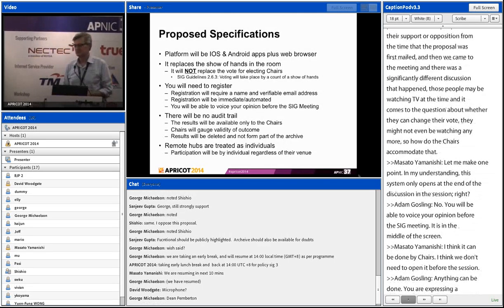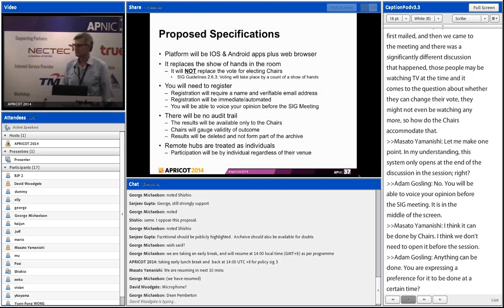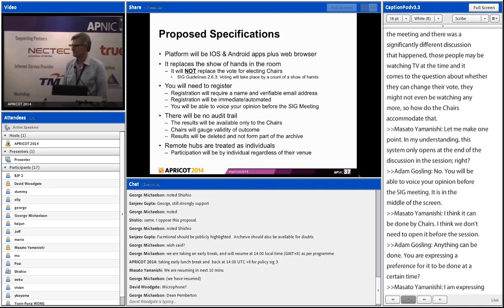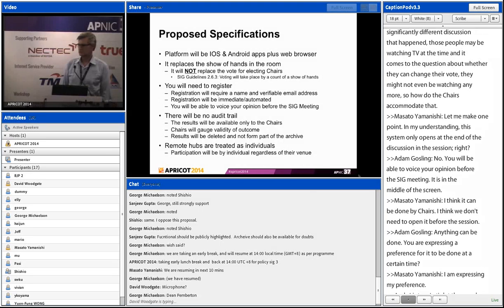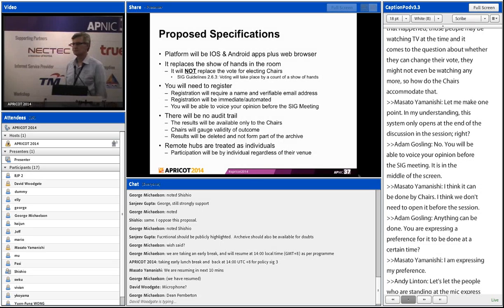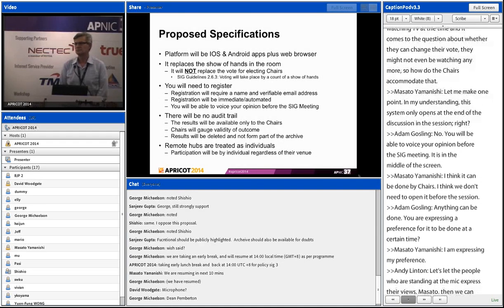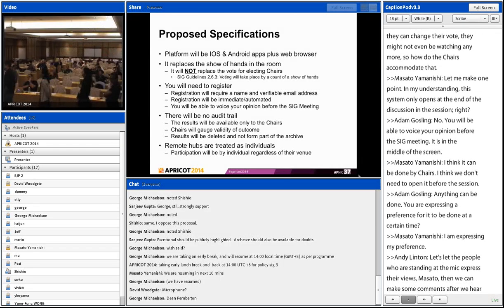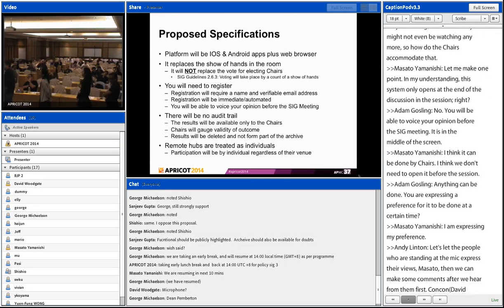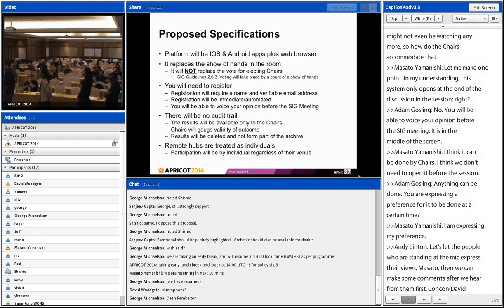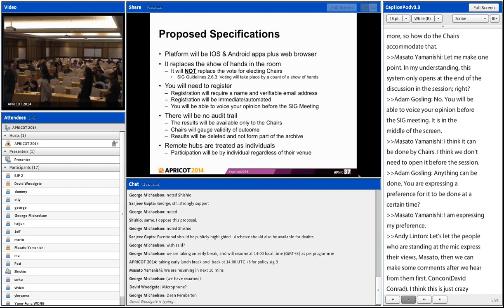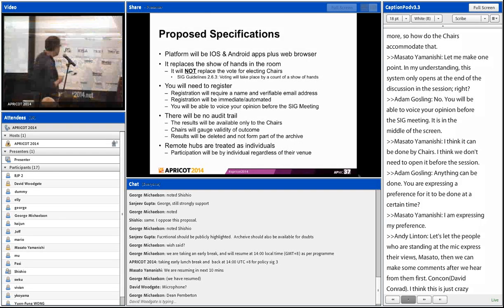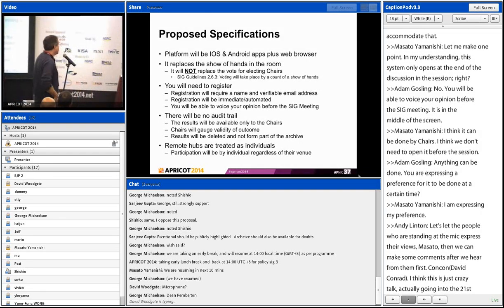Let's let the people who are standing at the mic express their views, Masato, and then we can make some comments, I think, after we hear various things. David Conrad, Virtualized. I actually think this is just crazy talk. I mean, actually going into the 21st century and technology. No. We need to go back to the 18th century. No, I think this is a lovely idea.